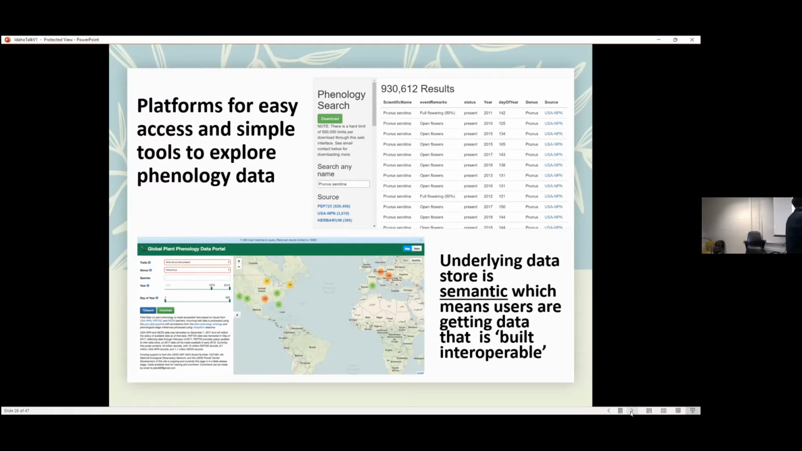And the underlying data store is semantic, which means users are getting data that's built interoperable, and they never have to know that. They don't need to know the sophistication under the hood. They just need to know that when they search for open flowers, they're getting all the open flowers we have data for, no matter how it was reported originally. Very cool. For me, it may not be cool for anybody else.